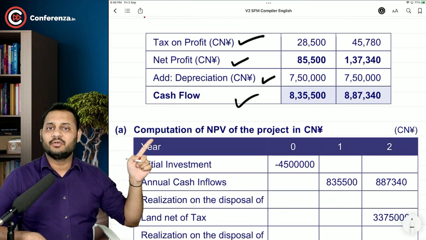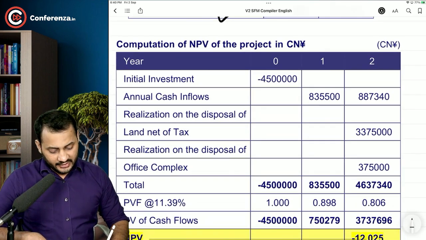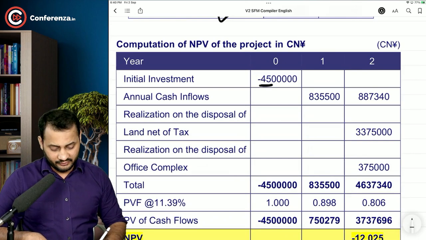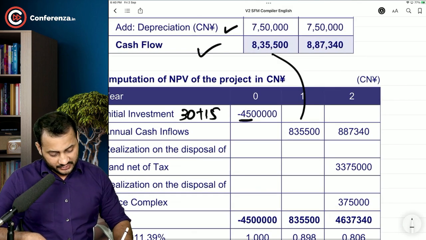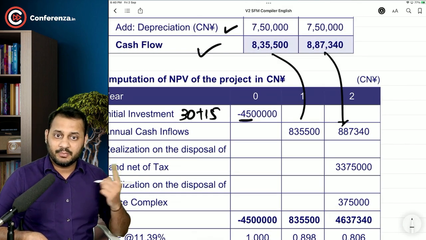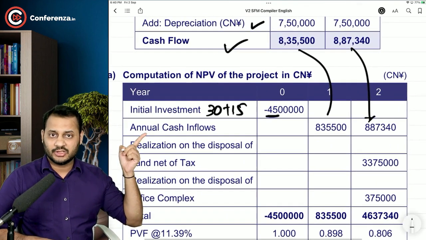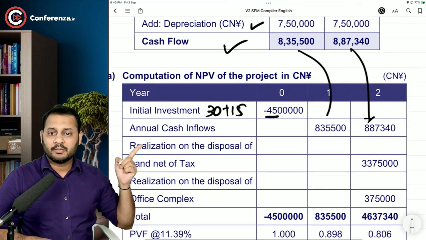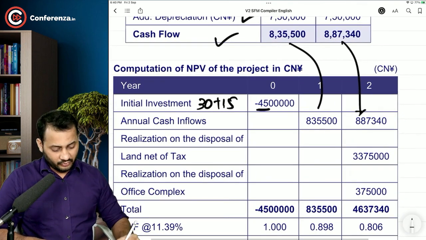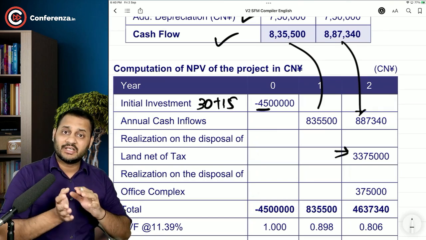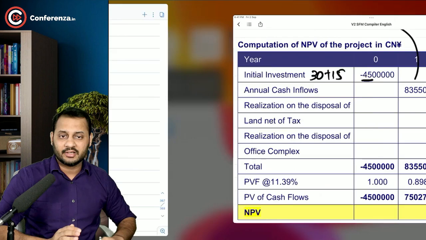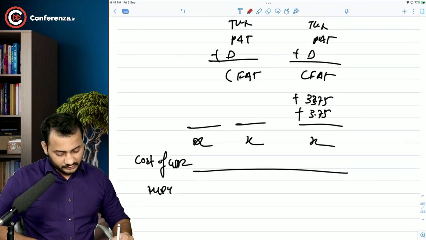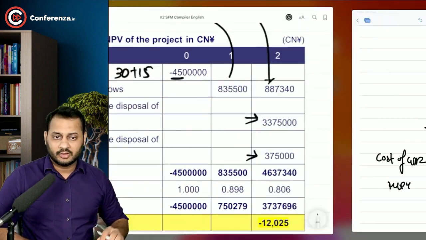Now, this is the last calculation, computation of NPV. In the beginning, you paid 45 lakh rupees, 30 lakhs for the land, 15 lakhs for the complex. In the beginning, you paid this much, and these are the cash flows for the first and second year. These are the annual operational cash flows. But apart from that, you sold the land for which you received 33 lakh 75,000 at the end of second year, and 3 lakh 75,000 for the complex at the end of second year. I told you these two figures, right?